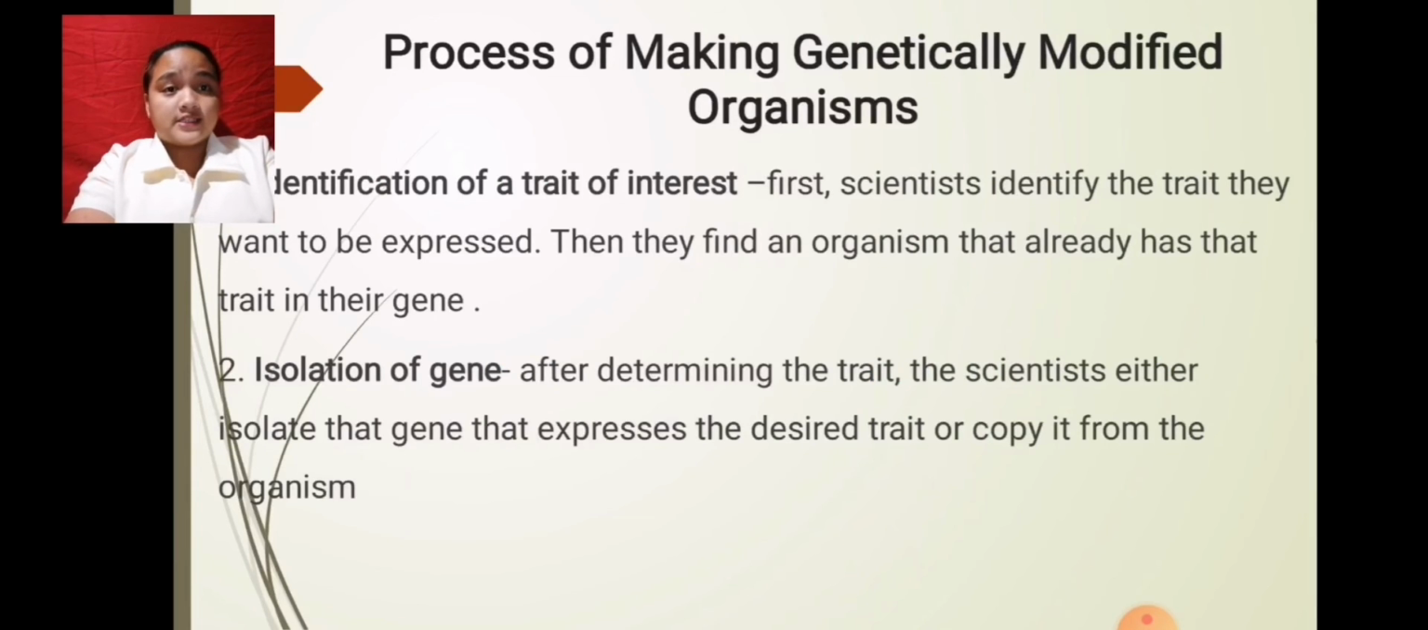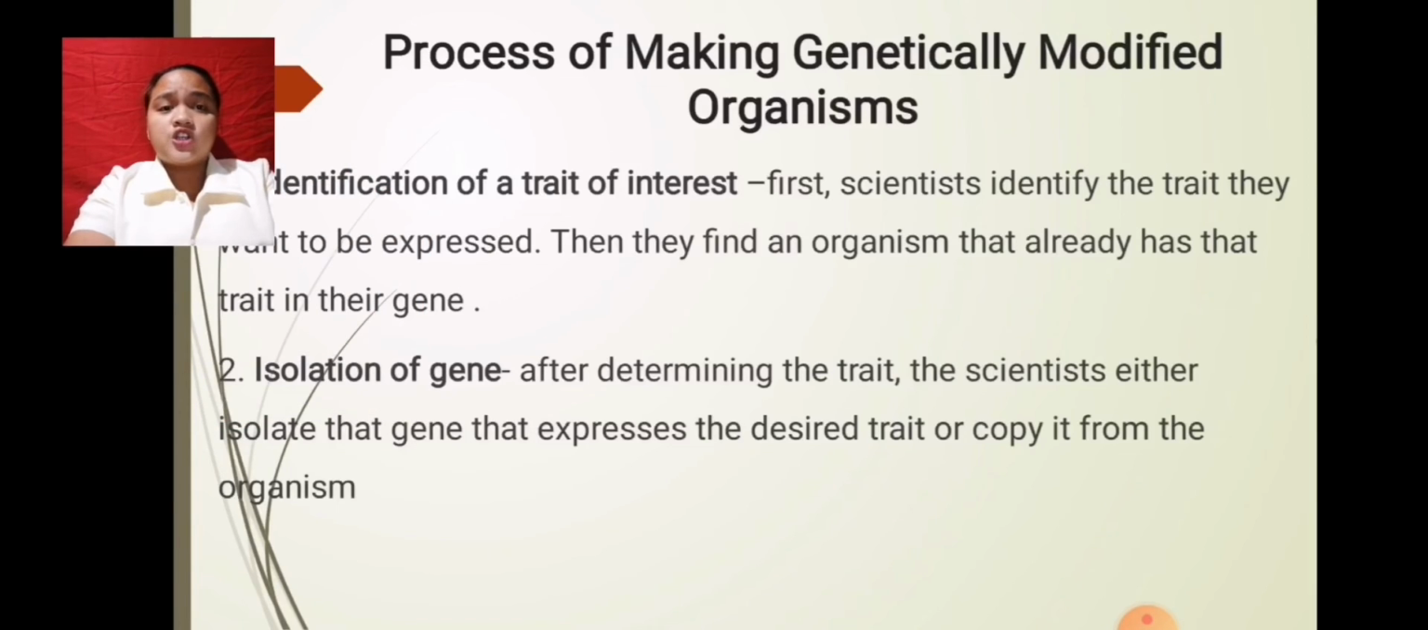So what is the process of making genetically modified organisms? The first one is identification of a trait of interest. First, scientists identify the trait that they want to be expressed. Then they find an organism that already has that trait in its genes. The second one is the isolation of the gene. After determining the trait, the scientists either isolate the gene that expresses the desired trait or copy it from the organism.